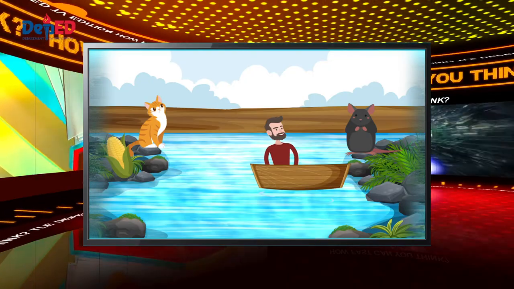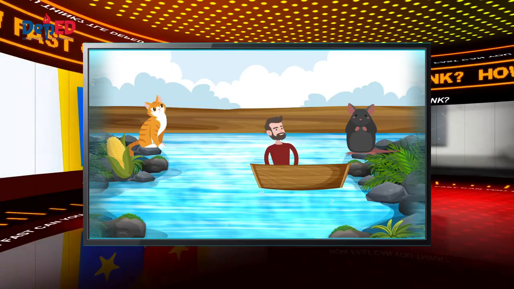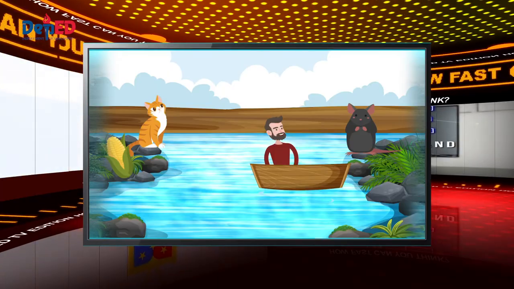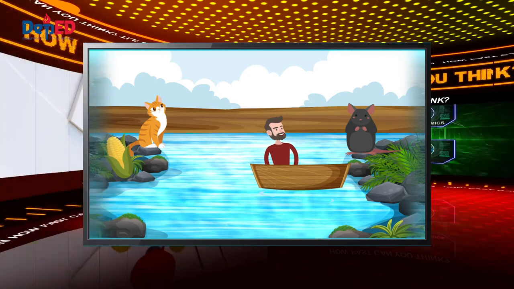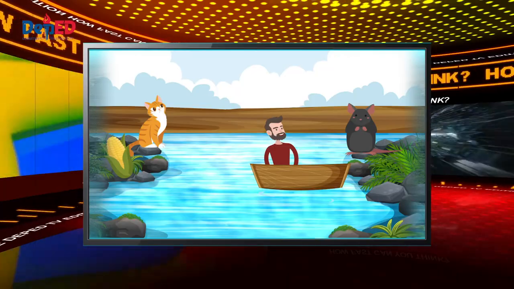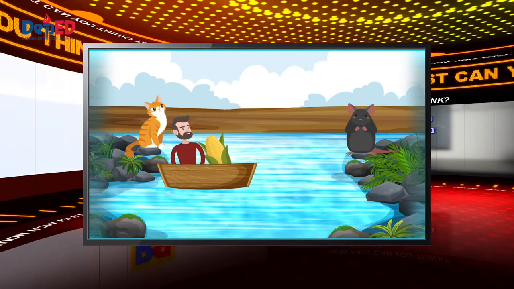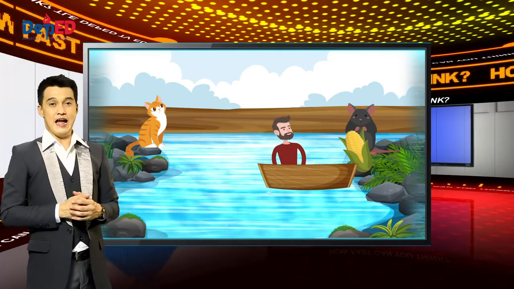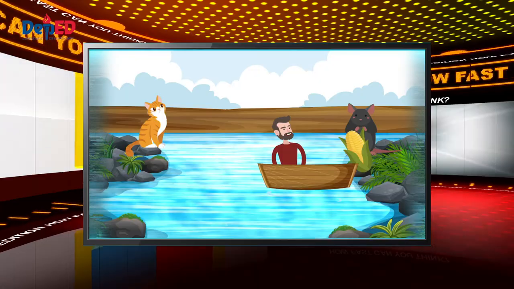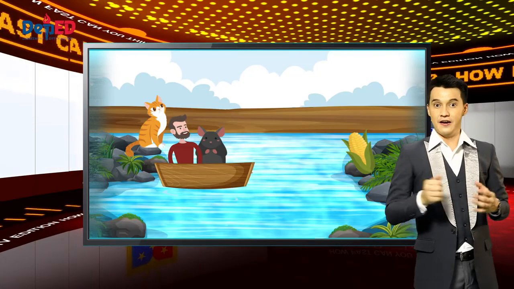The cat and the corn are now left on the other side. Of course, the cat won't eat the corn. The boatman goes back and takes the corn. The corn crosses the river, but the boatman has to take what? The rat back, because the corn will be eaten by the rat if they are left together.